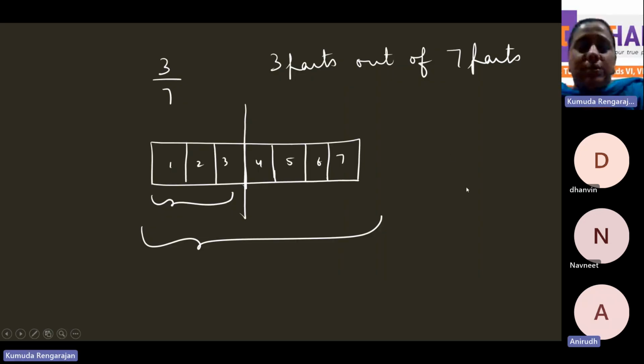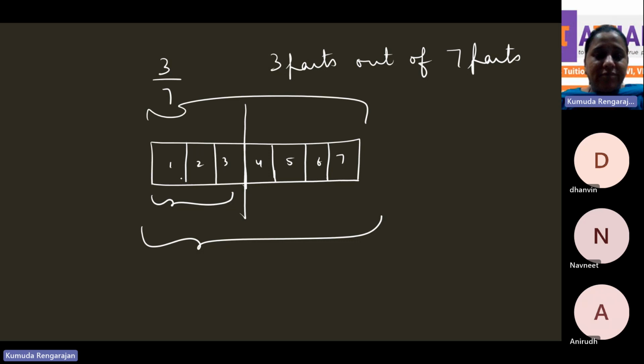So when we say 3 by 7, it represents 3 parts out of a total of 7 parts. That 7 parts is the whole thing. So 3 by 7 is a part. It represents a part of the whole. The whole thing is this full chocolate, but 3 by 7 represents only this part of this whole thing.